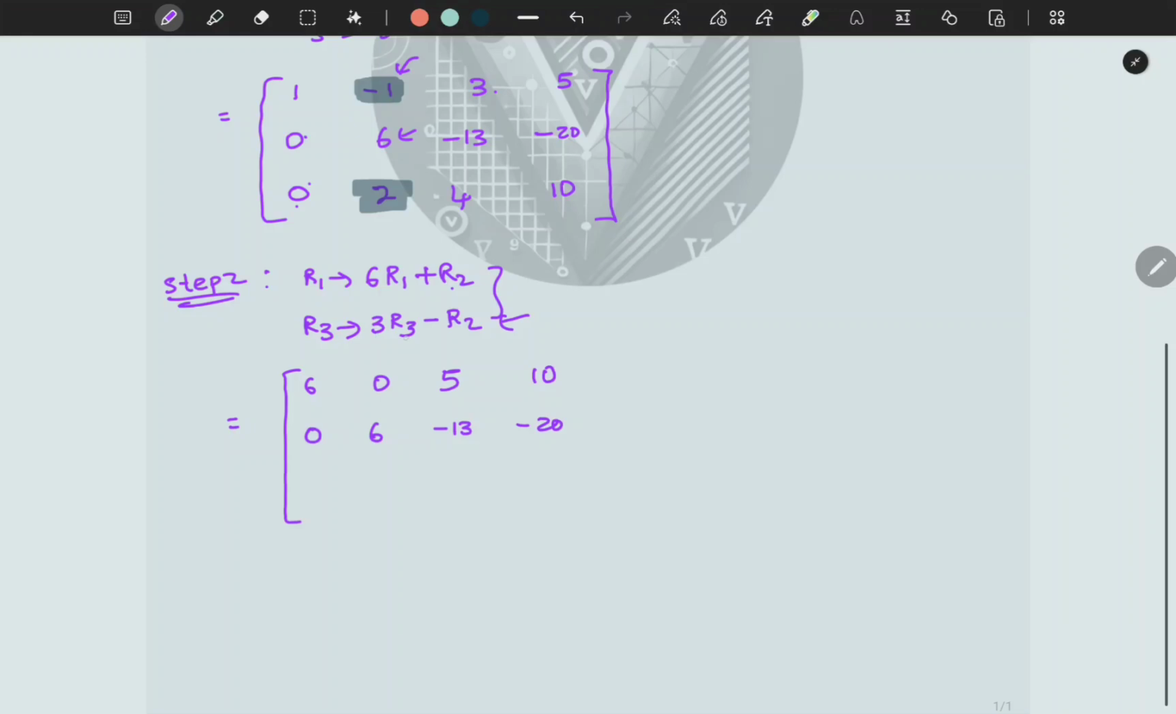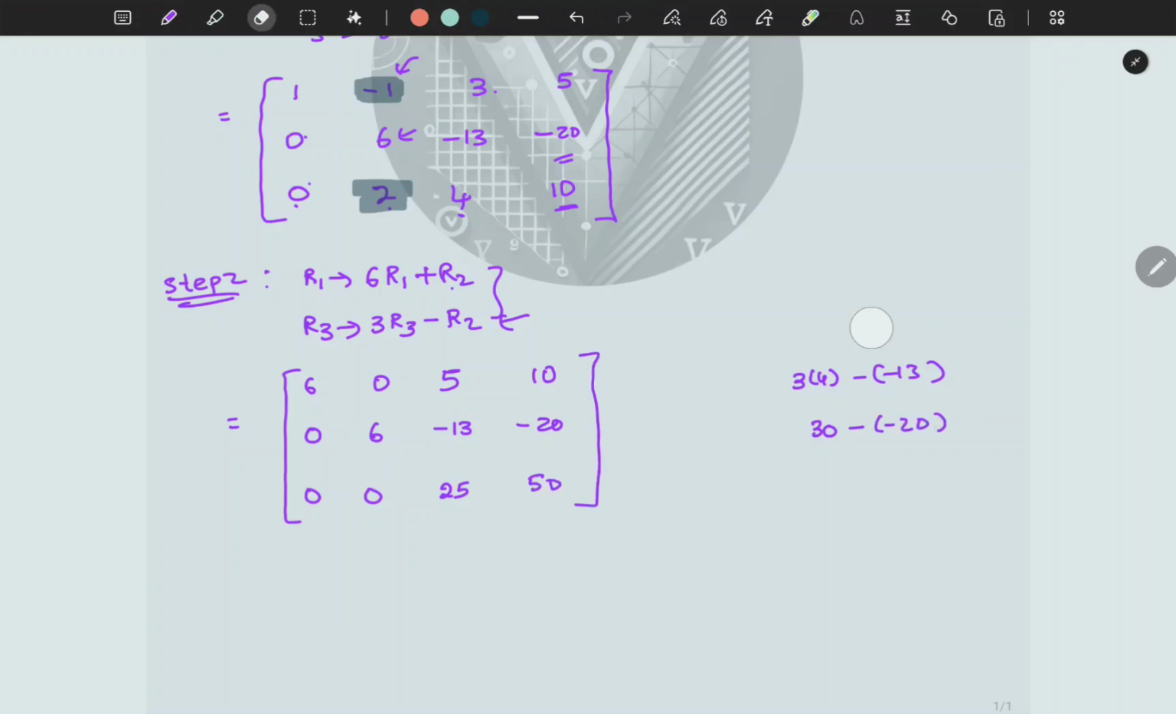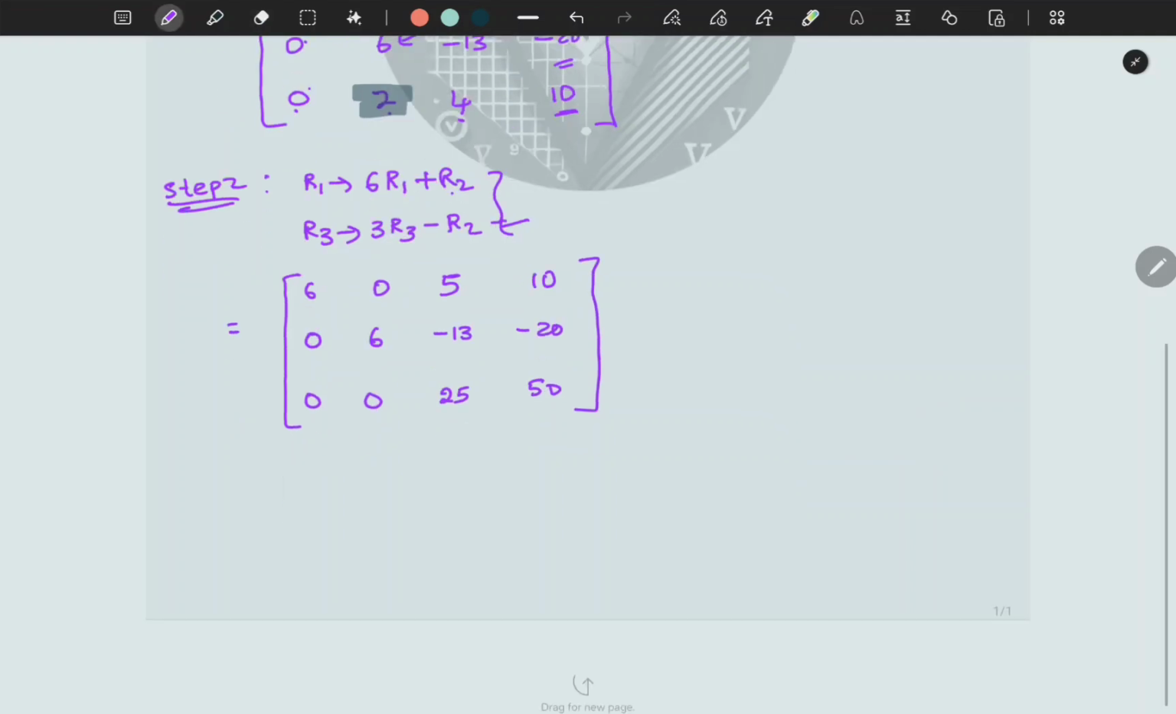And row 3 again, so 3 into row 3, 3 into 0 is 0, minus R2 is 0. Now 3 into 2 is 6, 6 minus 6 is 0. 3 into 4 is 12, minus 13, so 12 plus 13 is 25. And here I get 3 into 10 is 30, 30 minus 20 should be 50. I hope you understood this, right? So the step 2 is also done. Now these two elements are 0.